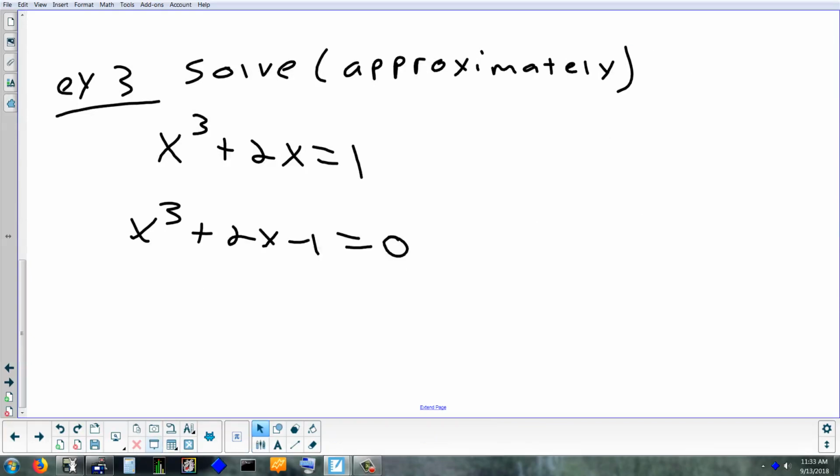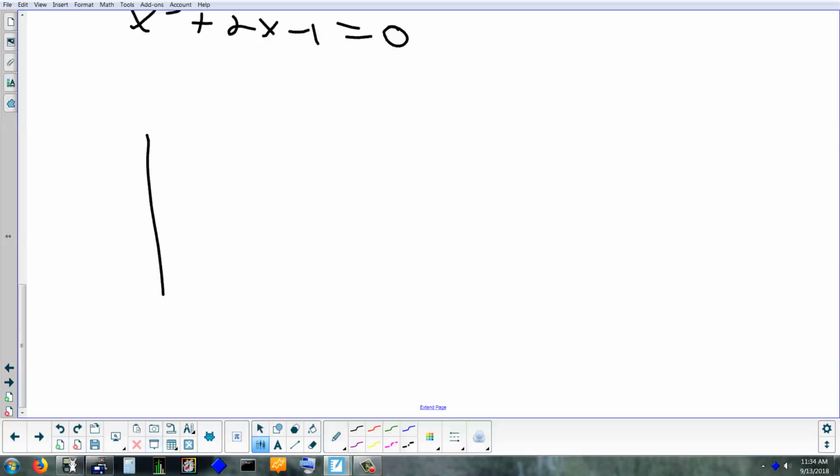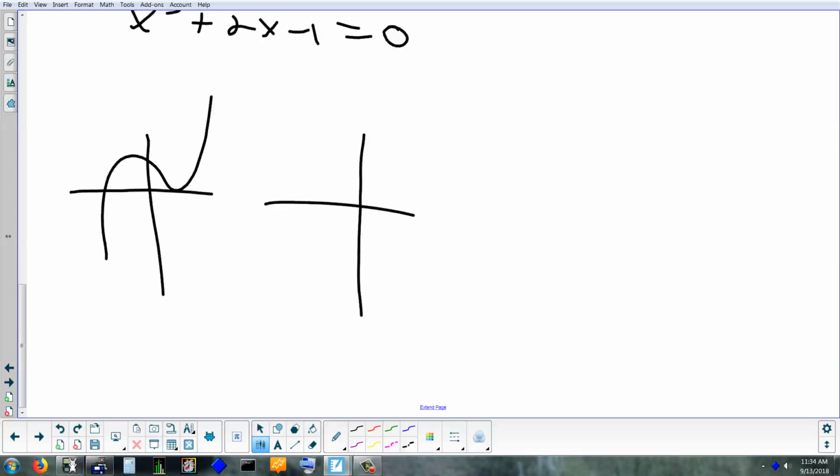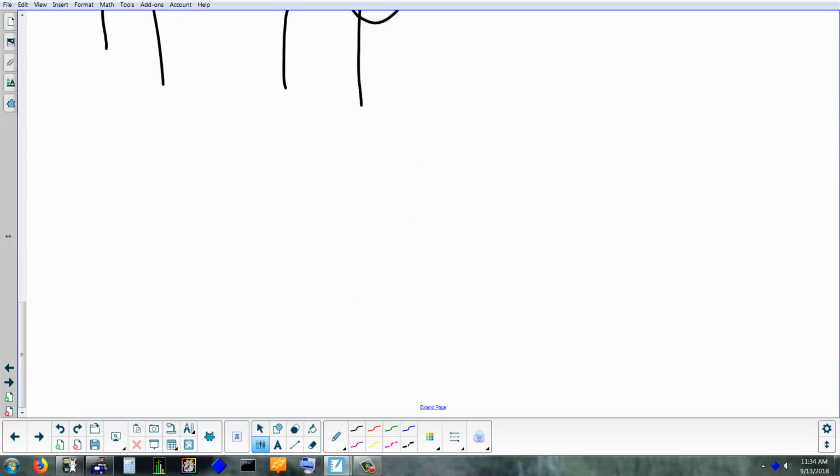So the highest exponent is a 3. Does that guarantee it'll cross 3 times? No. It could cross up to 3 times. Okay? Could cross 2 times. Could look like this. So it kind of crosses it, touches it, and goes back up. Could cross 3 times. Or it could cross just 1 time.